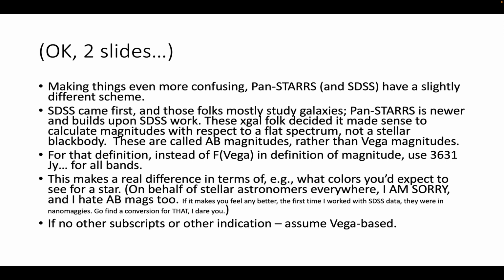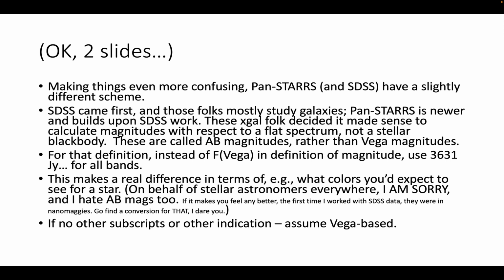This makes a huge difference in terms of where things appear in plots, what colors you expect to see from a star, and everything else. I am sorry about these strange units. I hate AB magnitudes too. It's just the way that it works. It's like inches, meters, and furlongs. It's just another unit of measuring brightness.